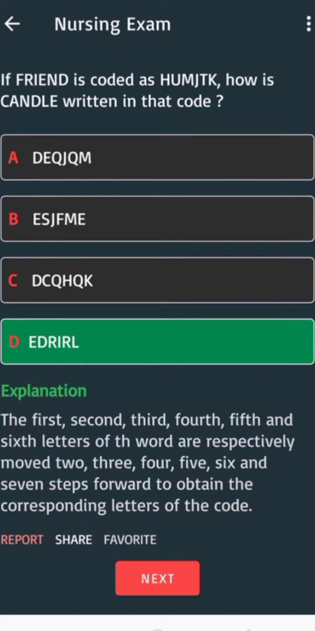Correct answer. The first, second, third, fourth, fifth and sixth letters of the word are respectively moved 2, 3, 4, 5, 6 and 7 steps forward to obtain the corresponding letters of the code.